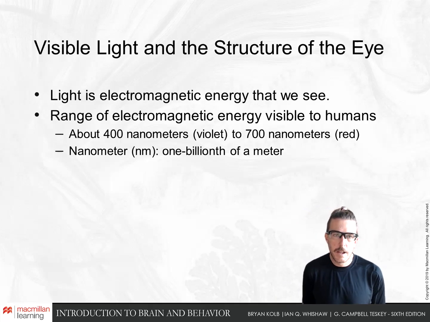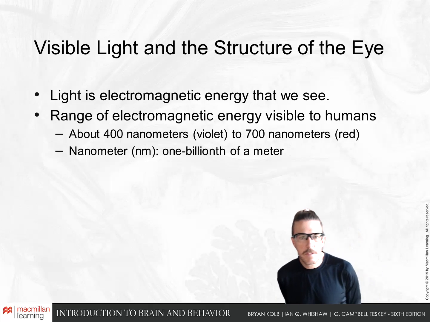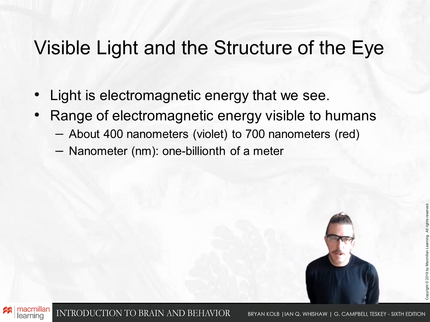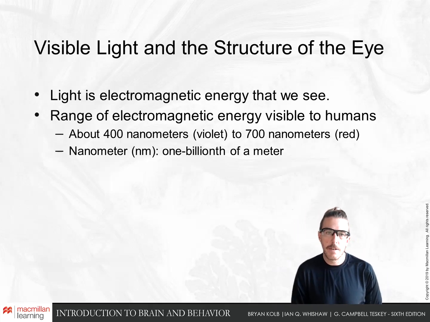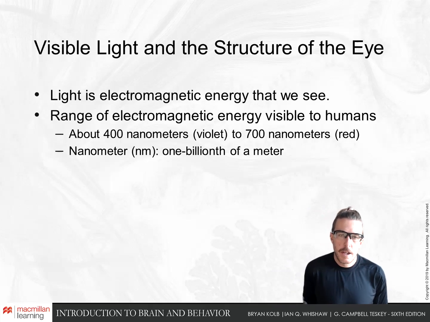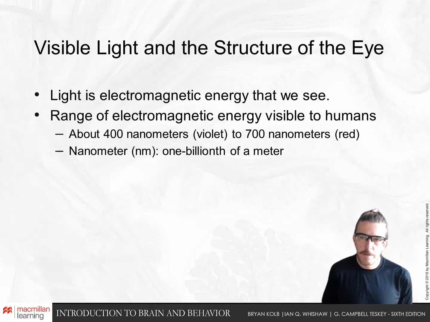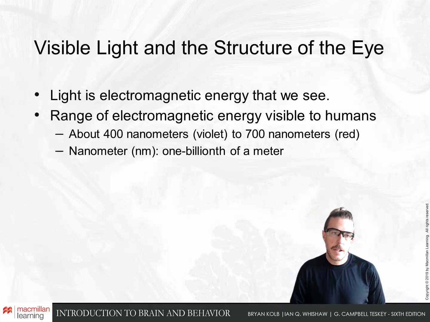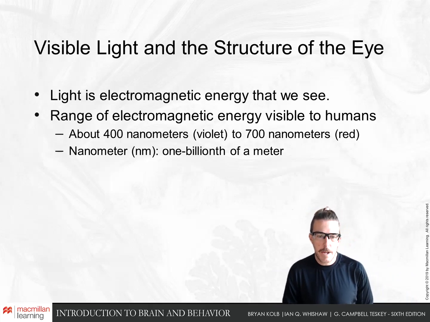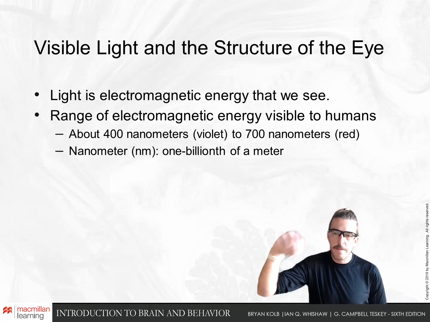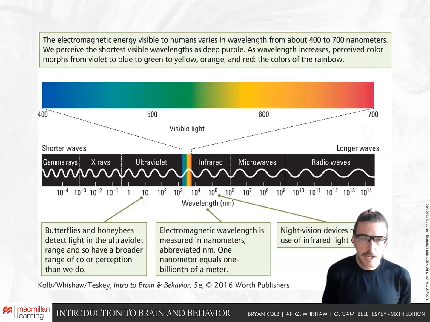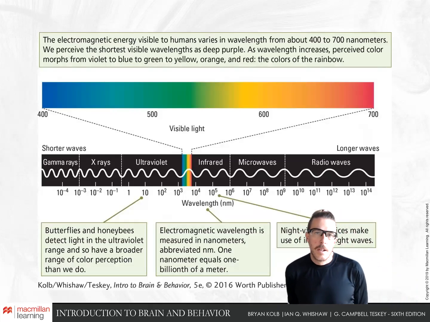Light is the electromagnetic energy that we see. The range that's visible to humans is from about 400 nanometers to 700 nanometers, from violet to red, the colors we see at the edges of the rainbow. A nanometer is a billionth of a meter, and this is representing the wavelength that the particles are flying through space in.